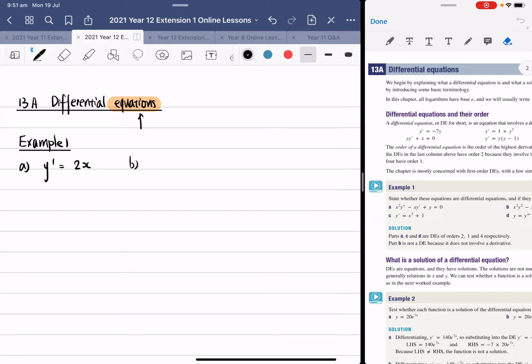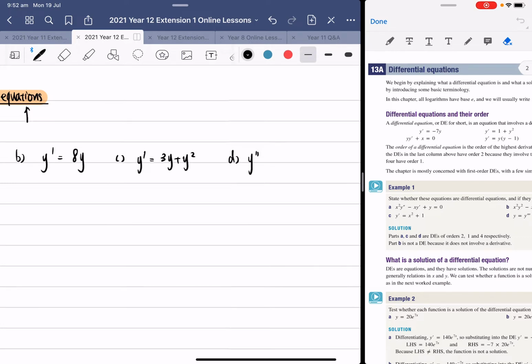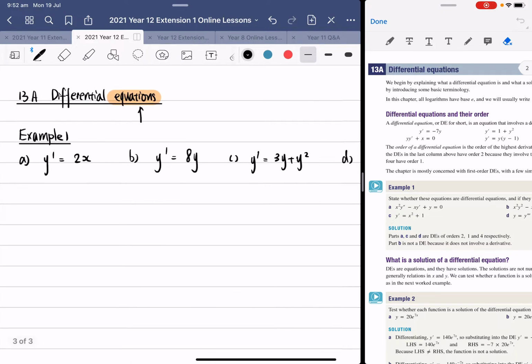Second one, you've probably never seen this before, but you can have y' = 8y. That's also a differential equation. It is an equation involving derivatives. You can also have differential equations with different powers, like 3y + y². That's fine as well. We can also have higher order differential equations like y'' + y' − y = 0. I just randomly made up that equation. That's also a differential equation. You can have something a bit crazy, like a combination of x and y: x²y'' + 2xy' − y = 0. That's also a differential equation.